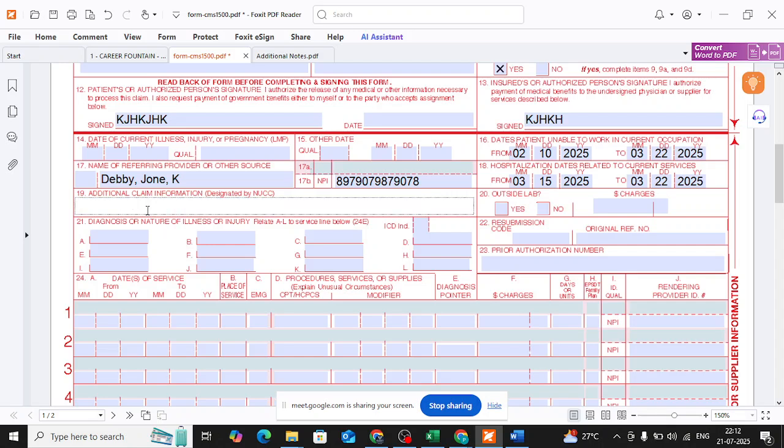Now we know that all these 33 boxes are dedicated to some information. We cannot use these boxes for any other purpose. So that's the reason we got one more additional box which we can use for any purpose. That is box number 19, the additional claim information. For example, we are sending medical records with the claim form. Where can I mention that? I can mention in box number 19: attach medical records with this claim. I can use this box for any purpose.